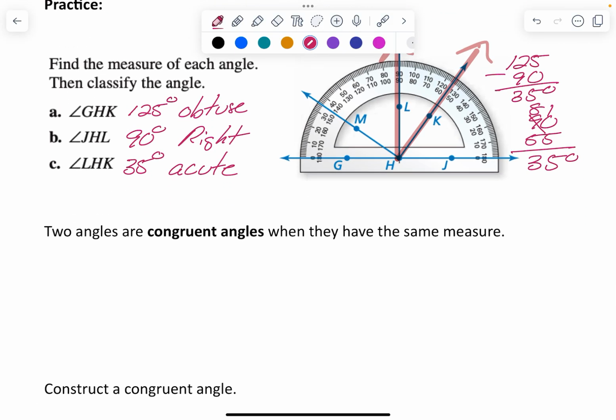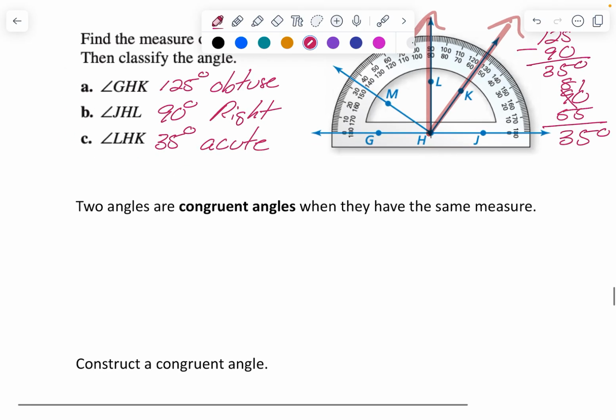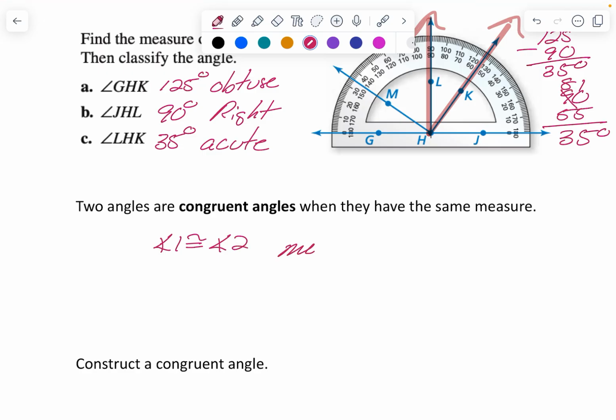All right, so just like segments, two angles are congruent angles when they have the same measure. So if we say angle 1 is congruent to angle 2, then that means that the measure of angle 1 is equal to the measure of angle 2. So notice when we include measure, we use equal, and we use that little m to indicate measure.